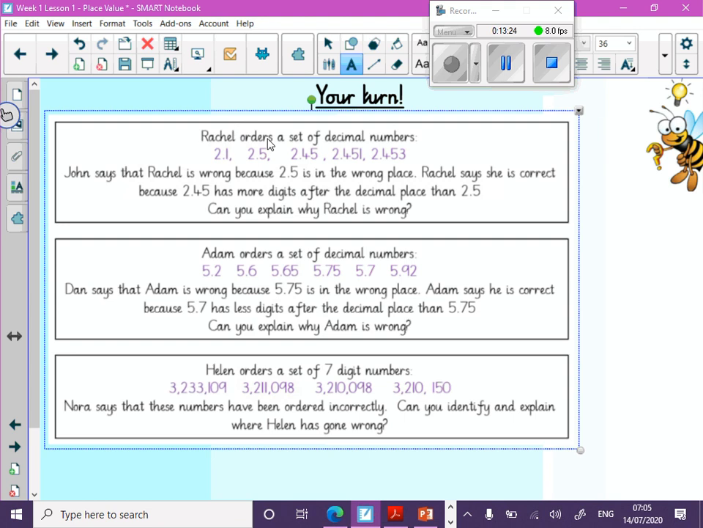So Rachel orders a set of decimal numbers. There they are in purple. But John says that Rachel is wrong because 2.5 is in the wrong place. Rachel says she is correct because 2.45 has more digits after the decimal place than 2.5. Can you explain why she is wrong? So use that place value knowledge to justify and to explain. Have fun!